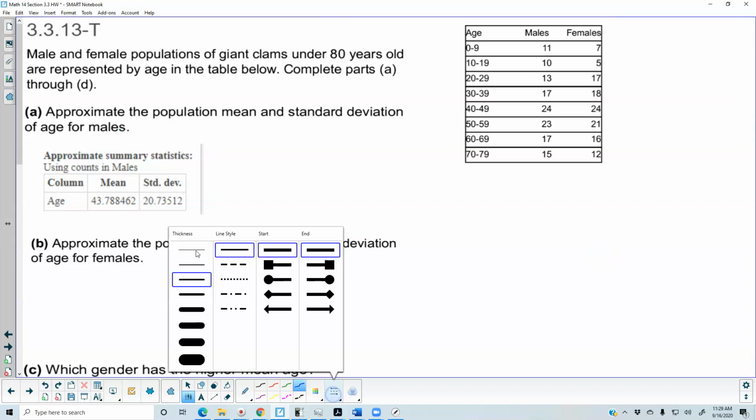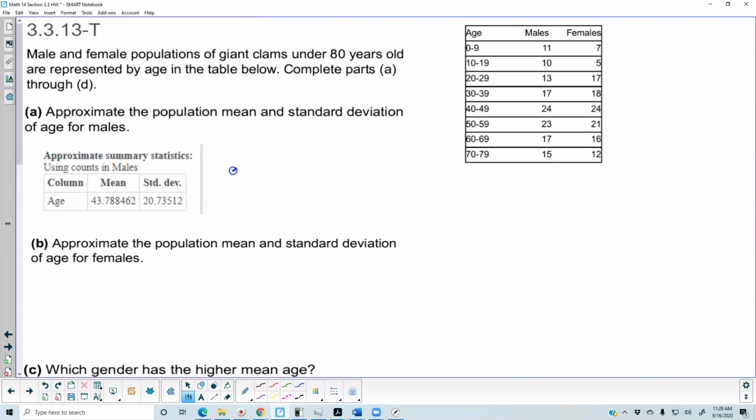So our population mean, we want to make sure we're using the correct symbol, is 43.79. And our population standard deviation is 20.74.